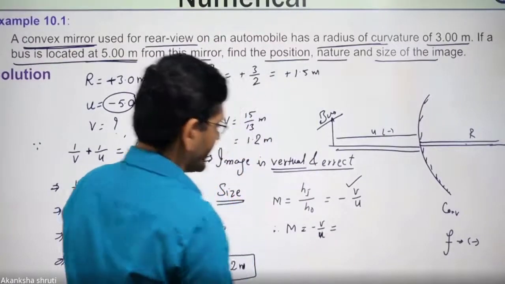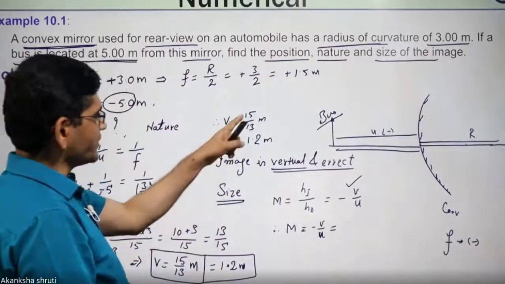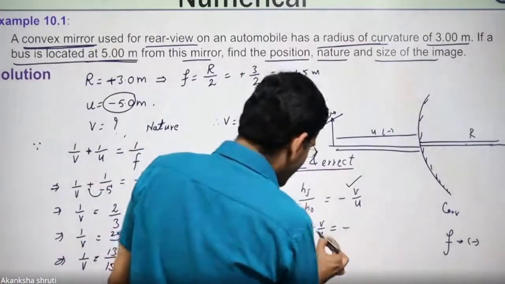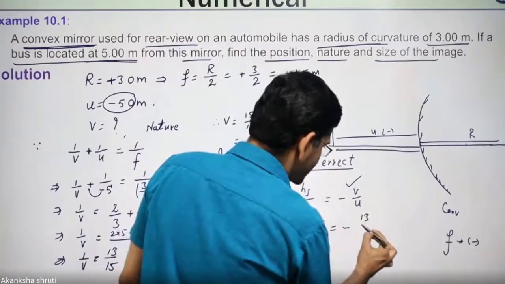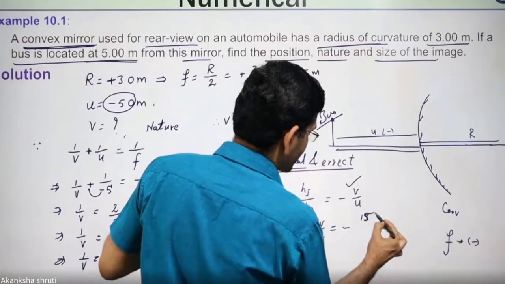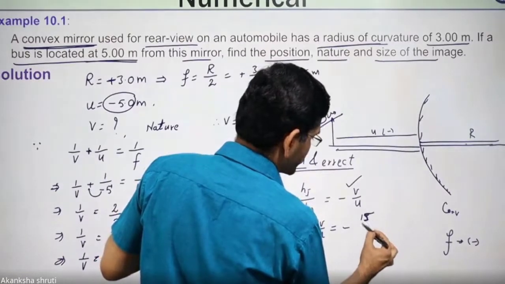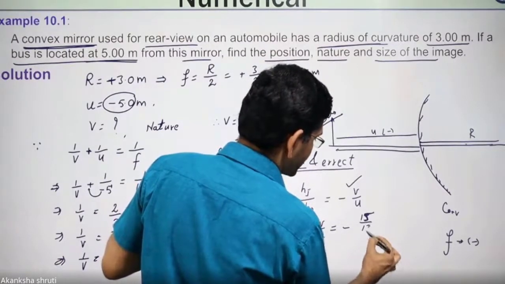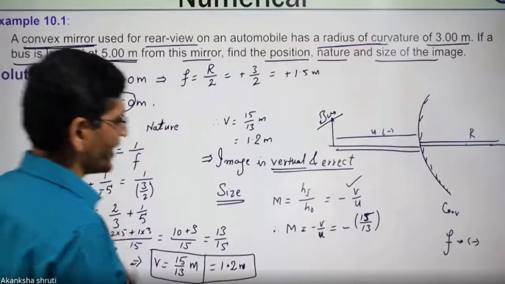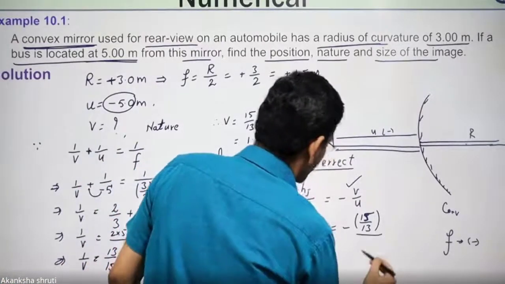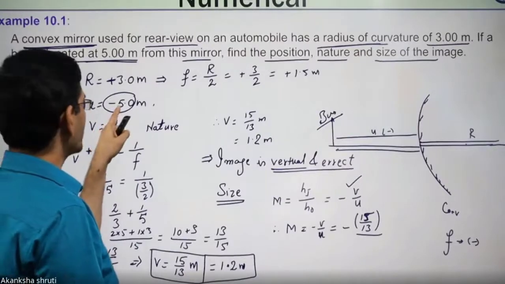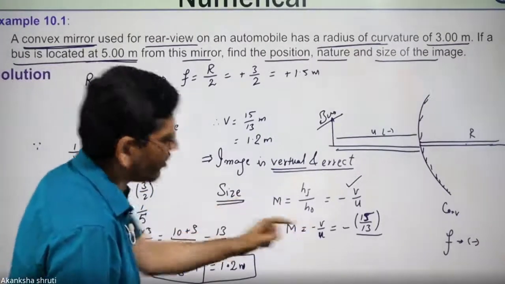Students, in this case, the v we have calculated. Do not forget this. It is our 15 by 13. So the minus sign is this minus sign. We have to carry this. Whatever the calculation, along with this sign, we need to substitute. 15 by 13 is our v, and u is our 5. But while substituting this u, the sign is minus 5. So along with this sign, we have to use this formula.